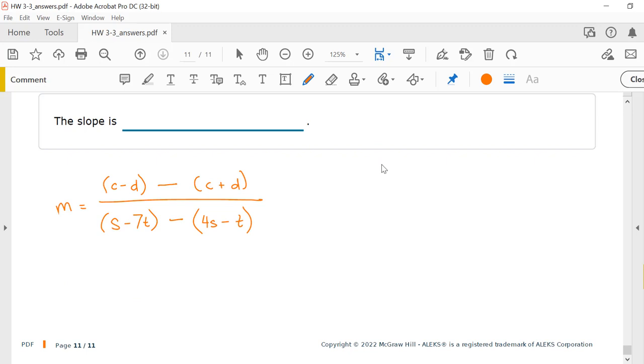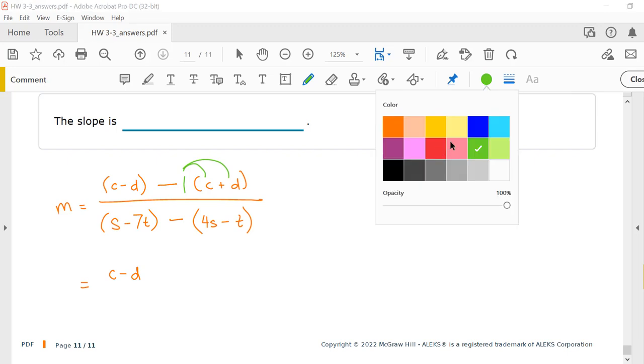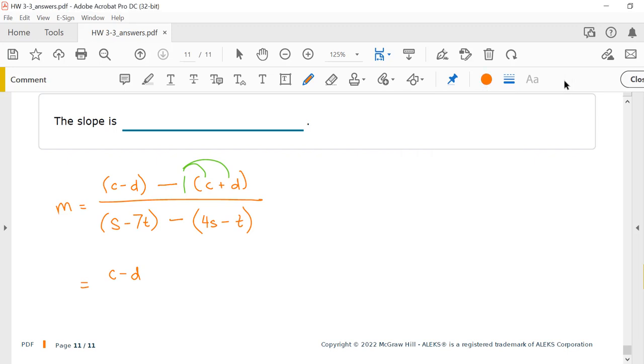Okay, now I need to get rid of those parentheses. C minus D, it's a minus 1 there, and I've got to distribute. So I have minus 1 times (C minus D) all over (S minus 7T), and when I distribute here, I get minus 4S plus T.